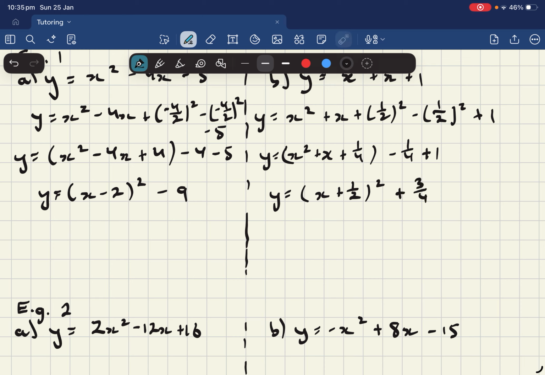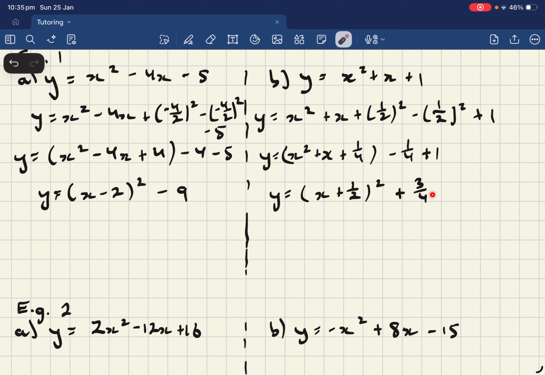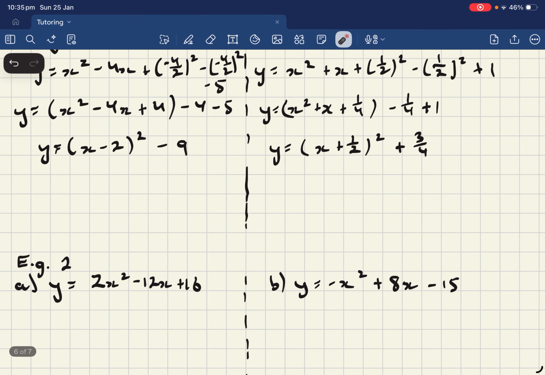So once again, we have it in that same form. We have the perfect square and then the constant on the other side, or added or subtracted at the end.